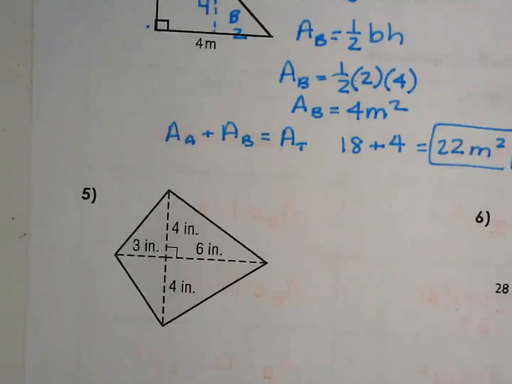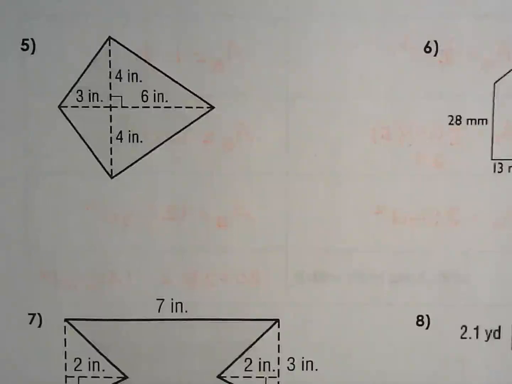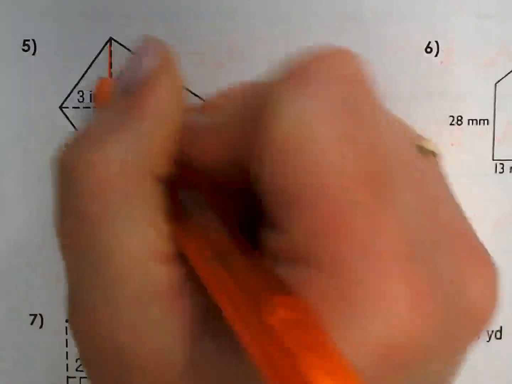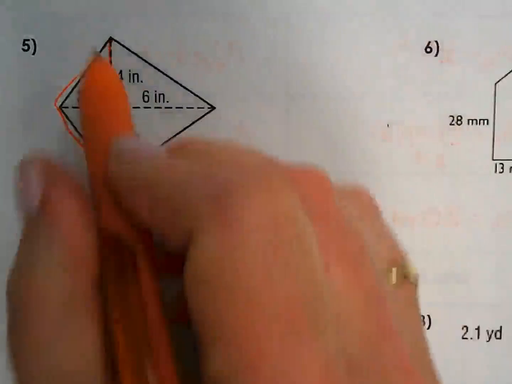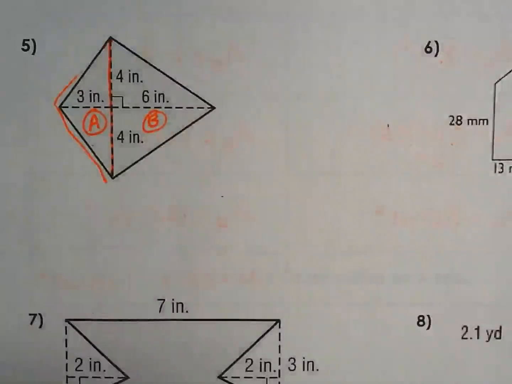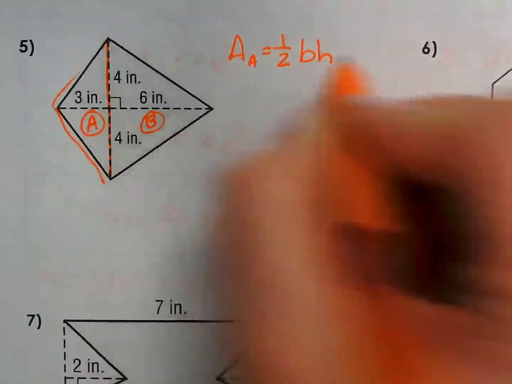Okay. In question number 5, we are looking at a kite. And in this kite, we've got a whole bunch of shapes we could break this down to. I'm going to use 2 triangles. So I'm going to use this one right here and this one right here. So this is what I'm going to call A, and this is B. Okay? So the area of A, since it's a triangle, will be half the base times the height.